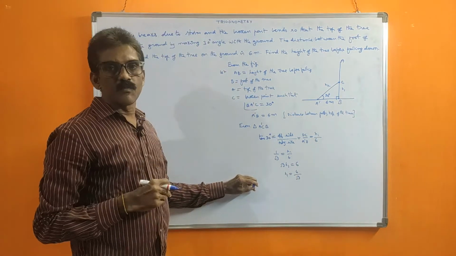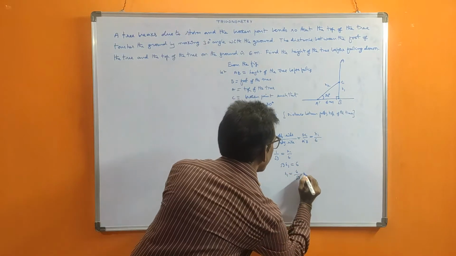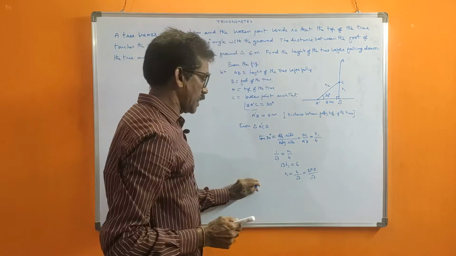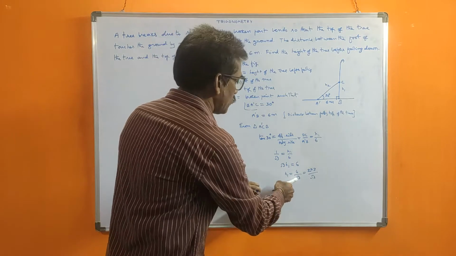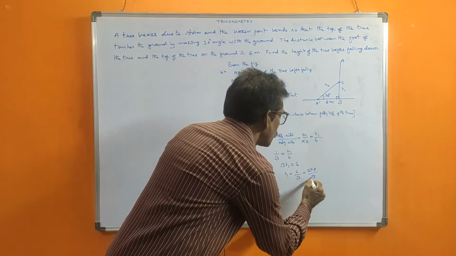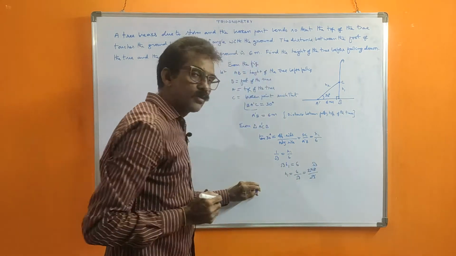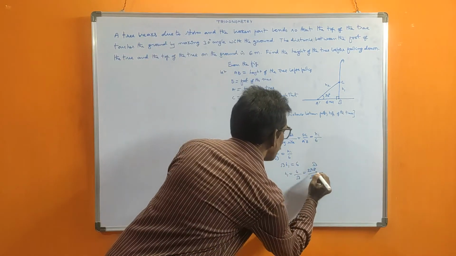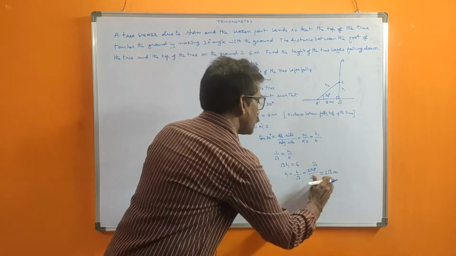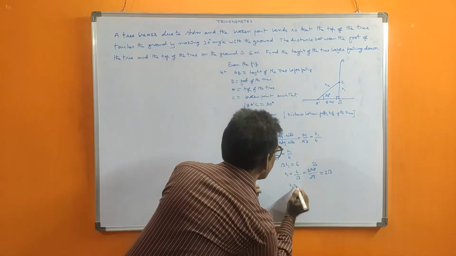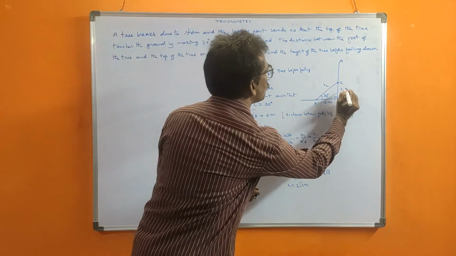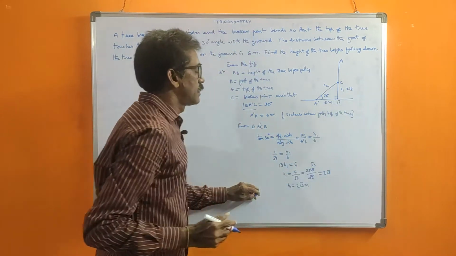For simplification, we can write the 6 as 2 into 3 by root 3. If you leave it like this also, no problem. But root 3 into root 3 is 3, we know, so it becomes 2 root 3. Here don't write meters, here write H1 is equal to 2 root 3 meters. Okay, this value is 2 root 3.